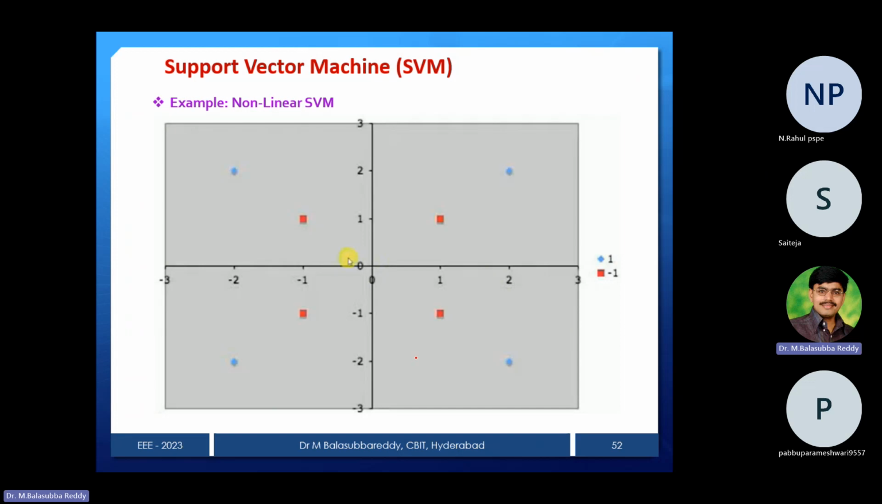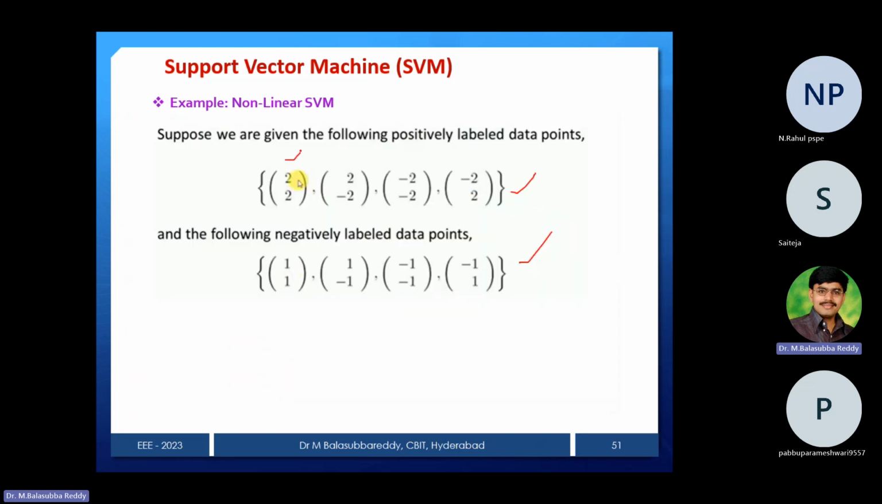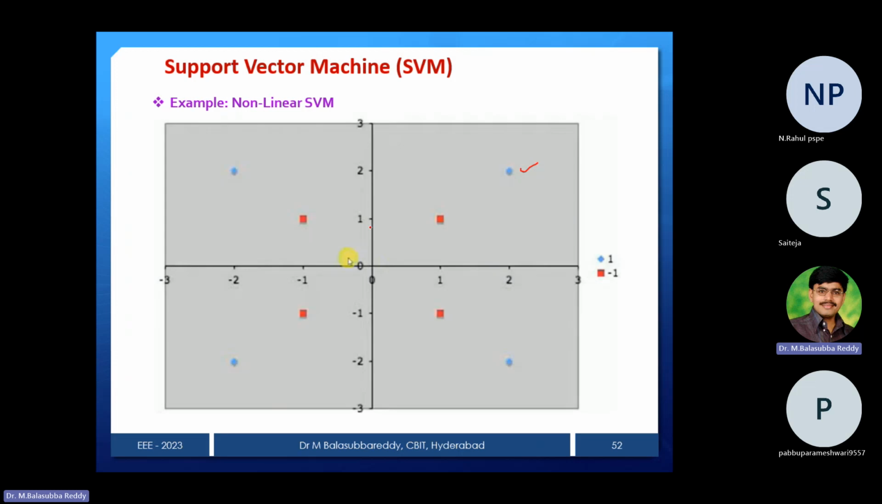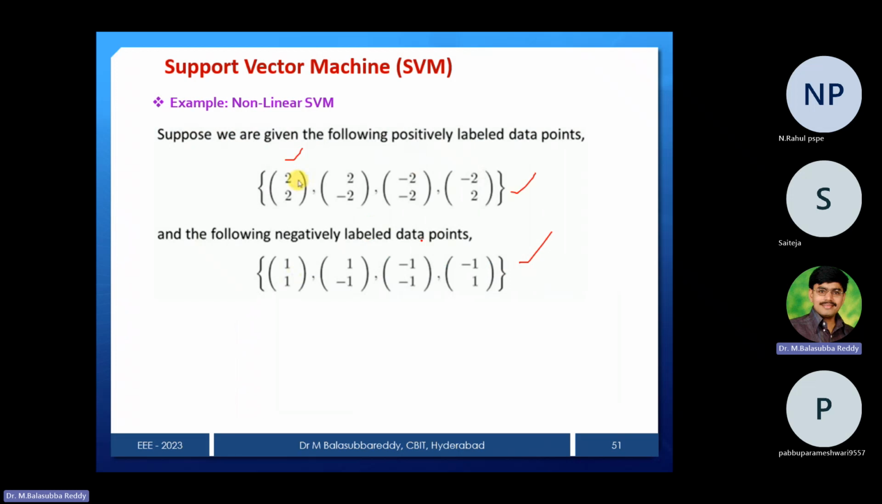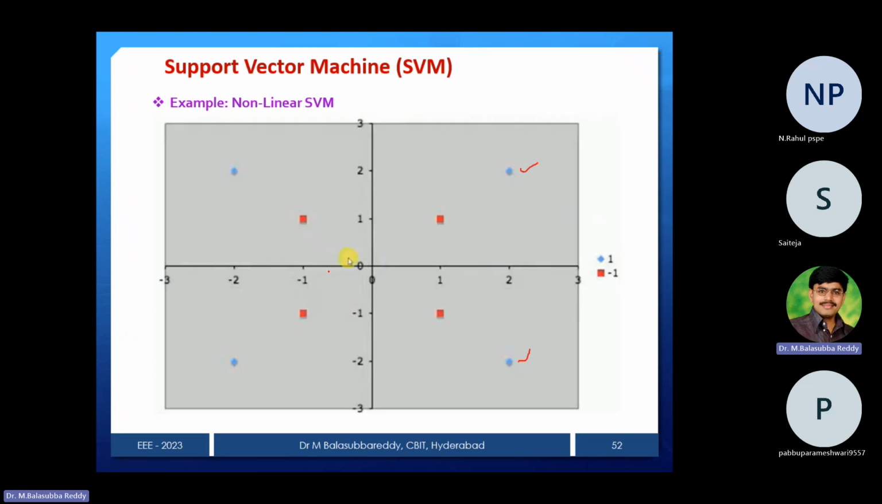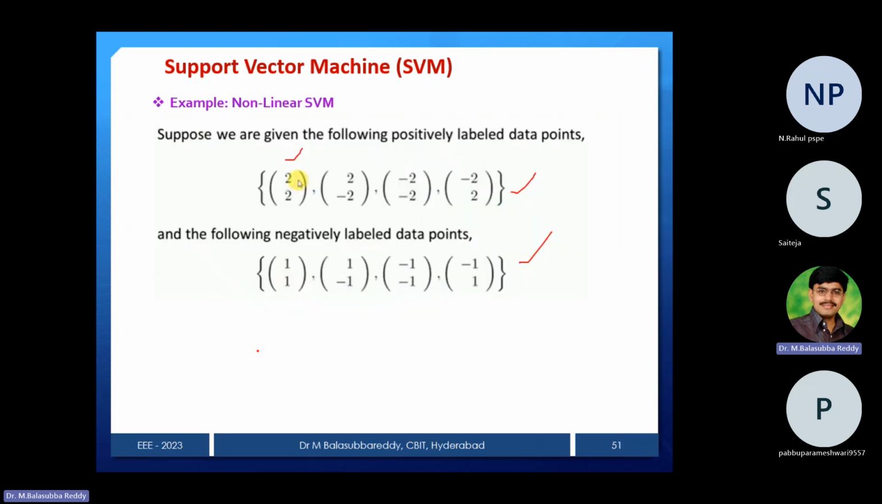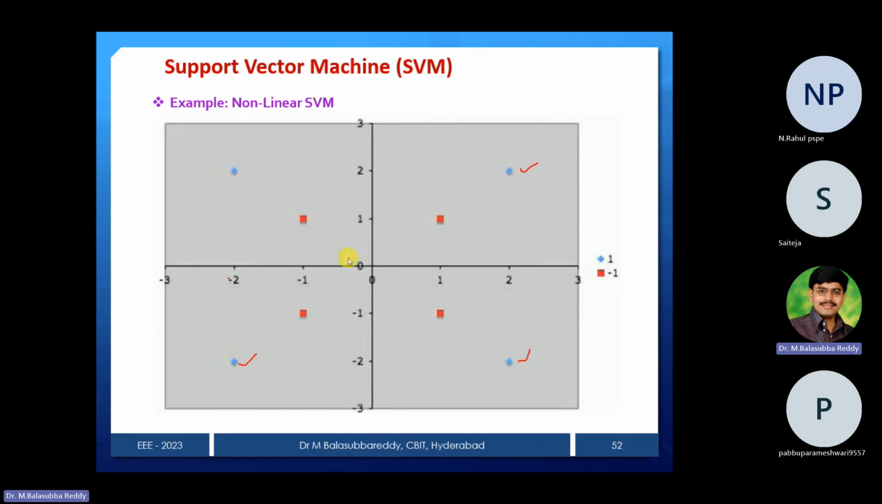Now we can see here there is a non-linear support vector problem. After placing the positive and negative points, we can observe this is 2 2, because the points mentioned are 2 2, another one is 2 minus 2, and the third point is minus 2 minus 2, where x-axis is minus 2 and y-axis also minus 2, and another one is minus 2 plus 2. Now we have placed all the 4 points.